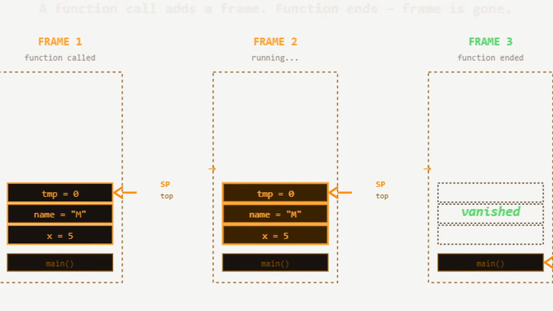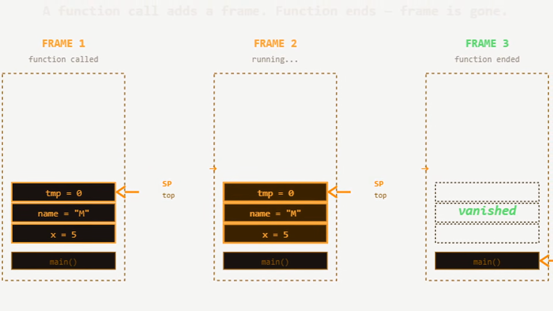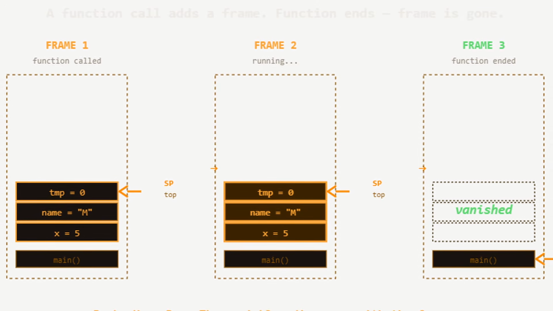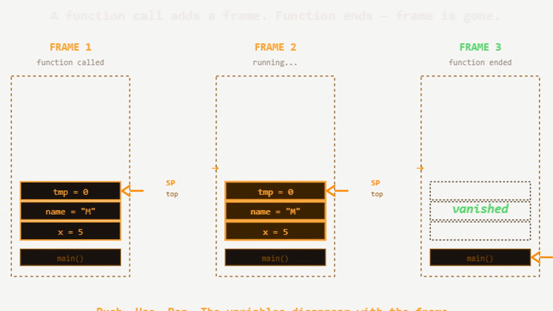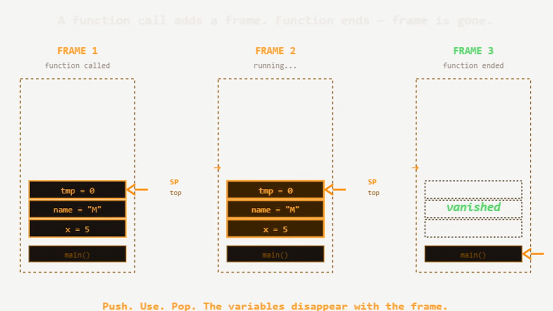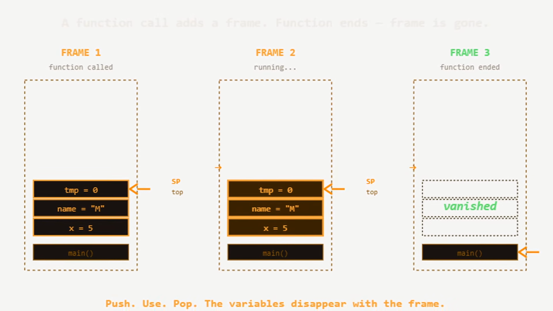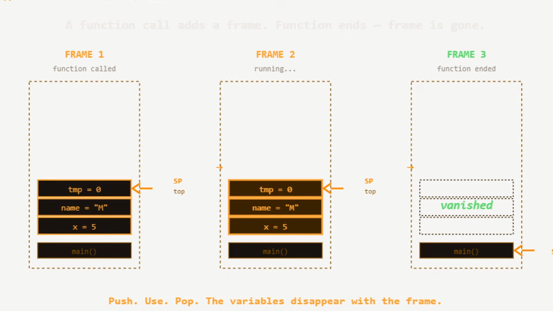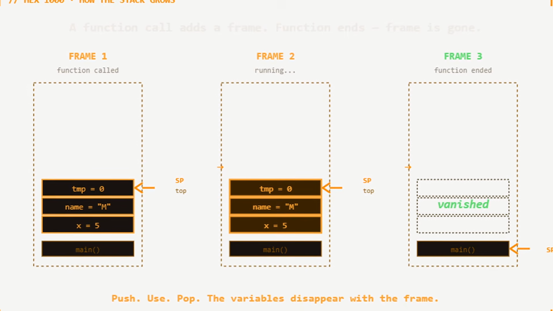When your program calls a function, the stack gets a new plate. That plate holds all the local variables that function needs. When the function ends, the entire plate is removed. Every variable on it disappears with it. This is why your local variables die when a function returns. They're not deleted by some cleanup routine. They were on a plate, the plate was thrown away, they went with it.